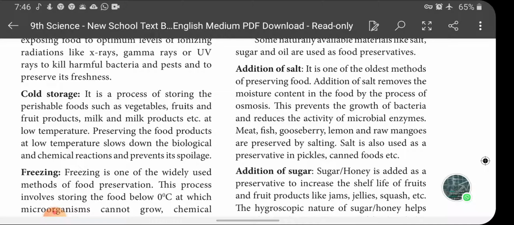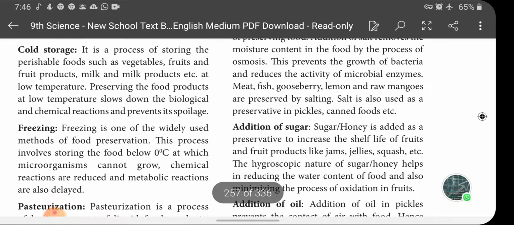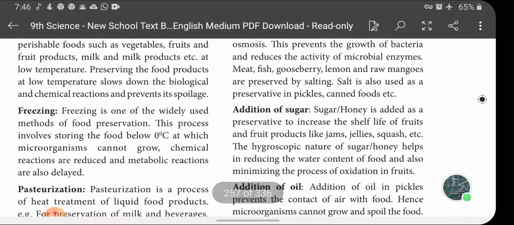So when we add the salt, it removes the water from the foodstuffs and also prevents the microbial activities and growth of bacteria, and hence it prevents the spoilage of food. Salt is also used for preservation of meat, fish, gooseberry, lemon, raw mangoes, etc. And we can use the salt for making pickles and canned foods. Even nowadays we are using salt to preserve the food.